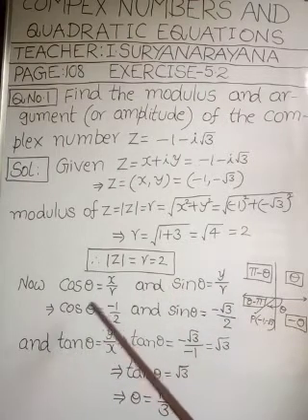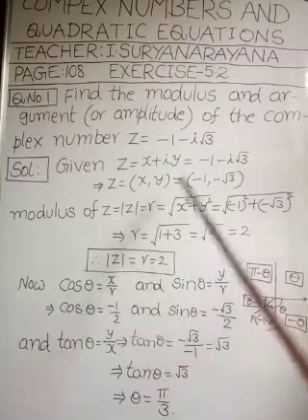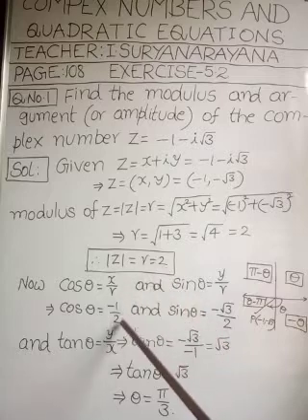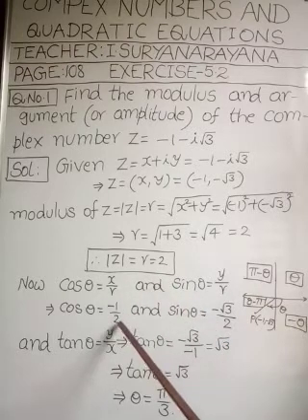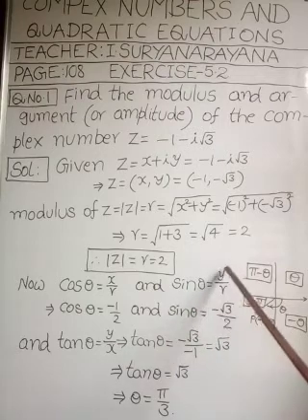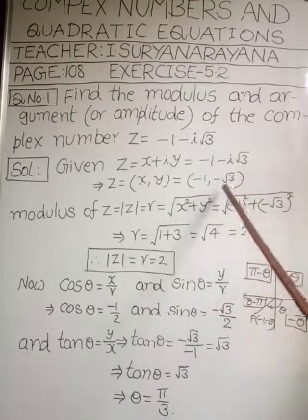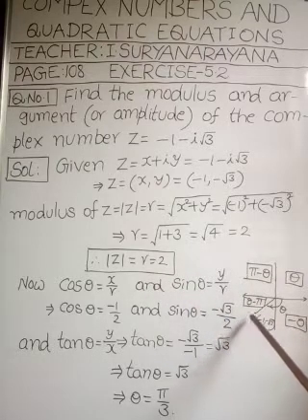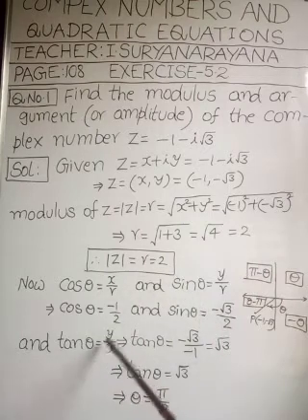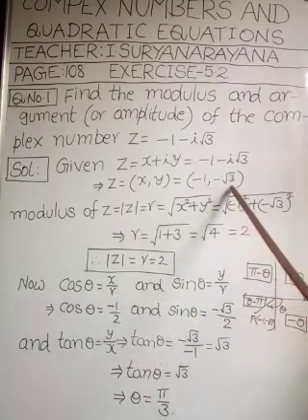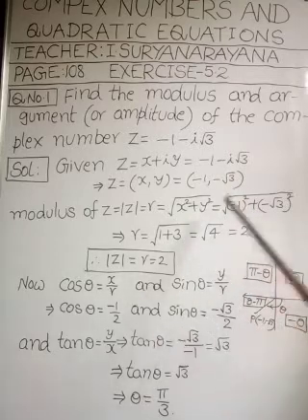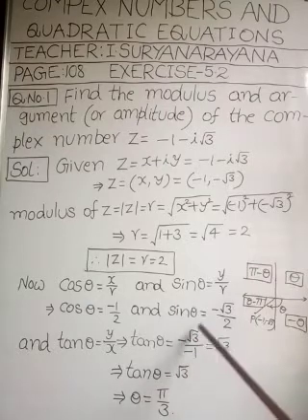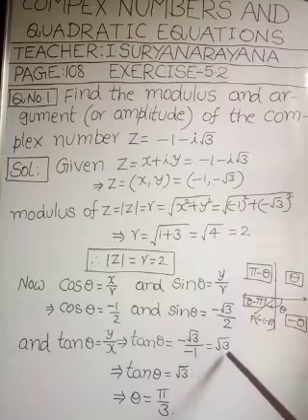Okay, my children. Right. This implies cos theta is equal to, what is the x value? -1 by, what is the value of r? 2. We have already found that. So -1 by 2. Understood this step, my children? Right. And sin theta is equal to y by r. What is the value of y? -√3 by, what is the value of r? 2. Understood this step, my children? Right. And tan theta is equal to y by x. What is the value of y? -√3 by, what is the value of x? -1. So -√3 by -1. That is equal to, by simplifying these numbers, what will you get finally? √3.